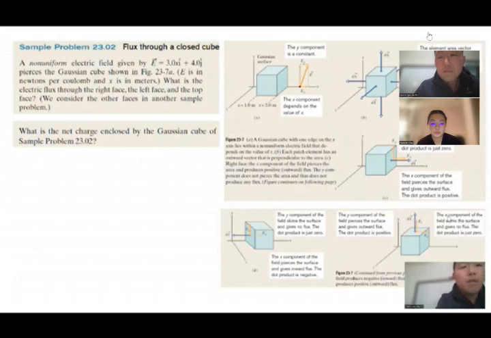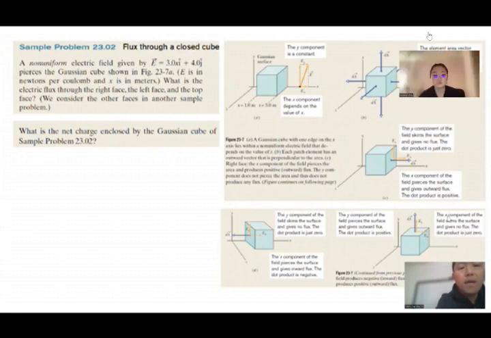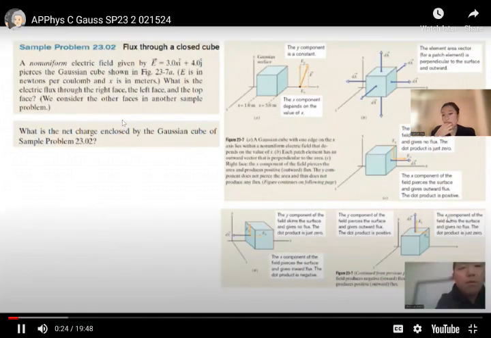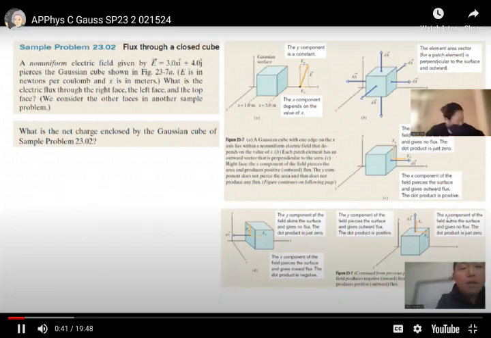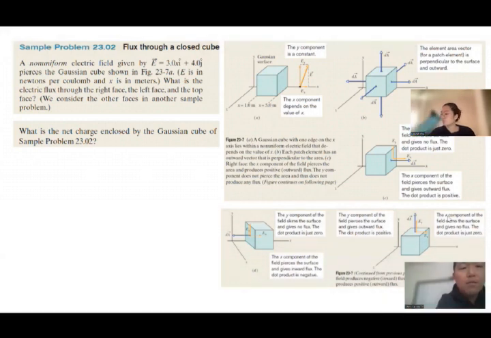A non-uniform electric field given by E = 3xi + 4j pierces the Gaussian cube shown in figure 23-7a, the one on the right. E is in newtons per coulomb and x is in meters. So the question is, what is the electric flux through the right face, the left face, and the top face? We consider the other faces in another sample problem. Actually, that problem is, what is the net charge enclosed by the Gaussian cube of sample problem 23.02?